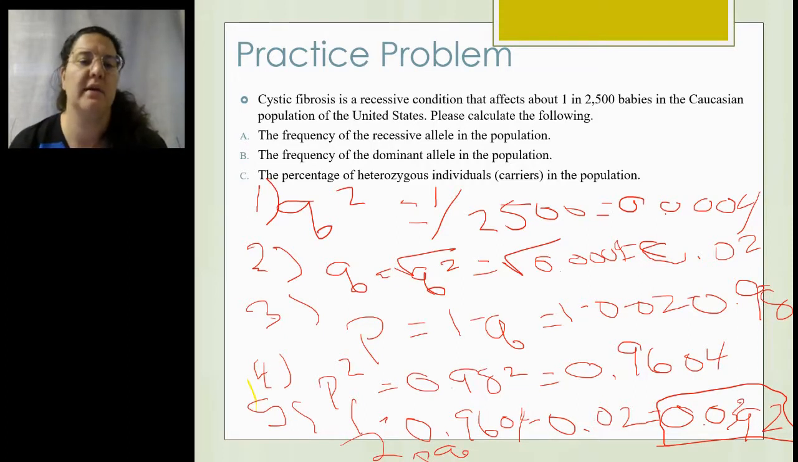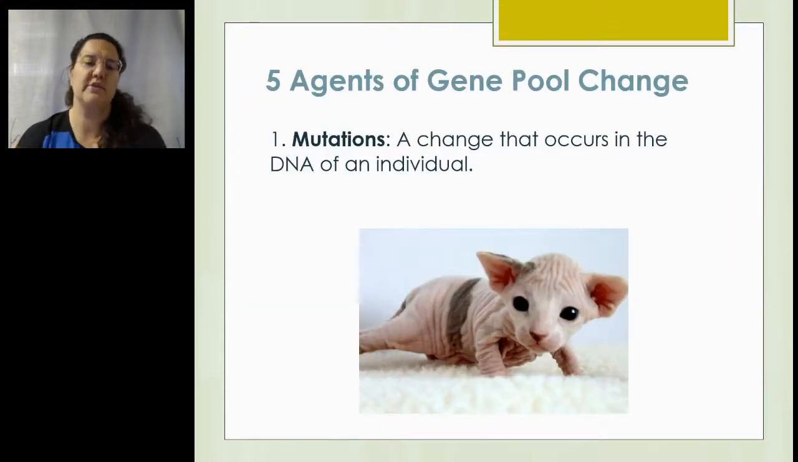Again, we find Q squared. We can usually get that information from the question because it'll tell us the number of individuals who have the recessive trait. From there, we move on to finding Q, then P squared, and then we can find 2PQ. So Hardy-Weinberg works on an experimental level, but it doesn't really work in the natural environment because there are agents of gene pool change. So the first one's going to be mutations.